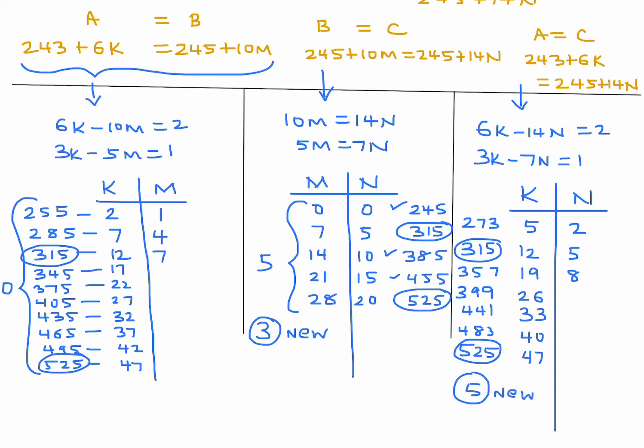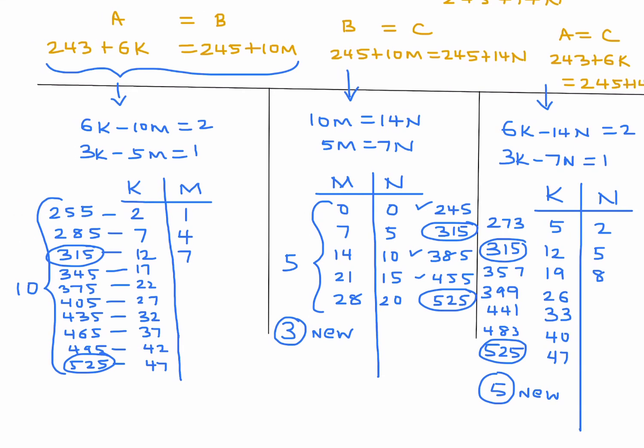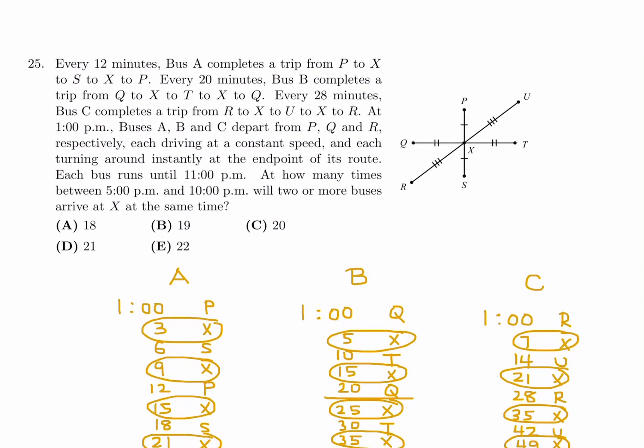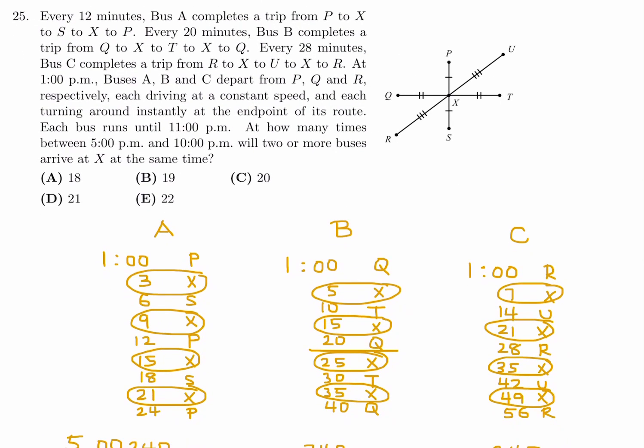All right, so now I'm ready to add my total, 10, 3, and 5. So that is 18. So 18 times those buses will meet, and therefore number 25, the answer is A.